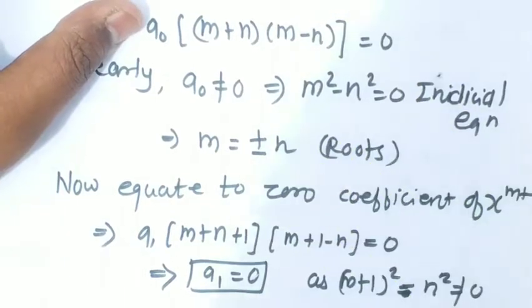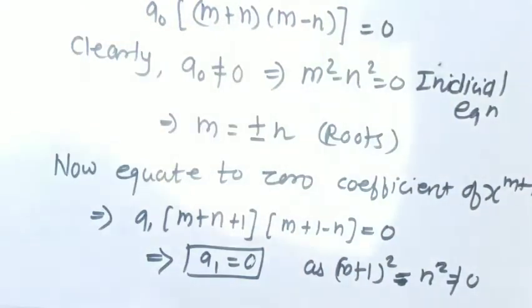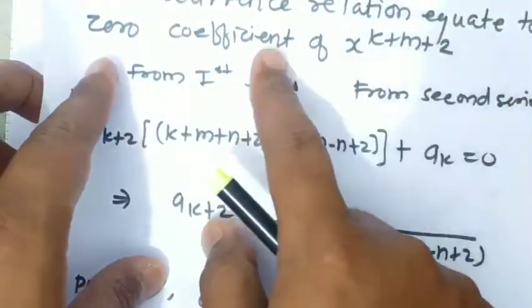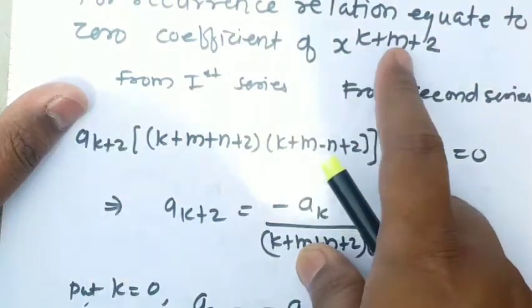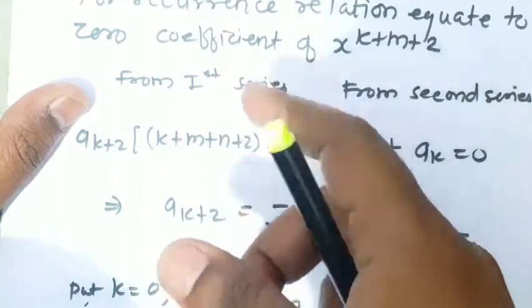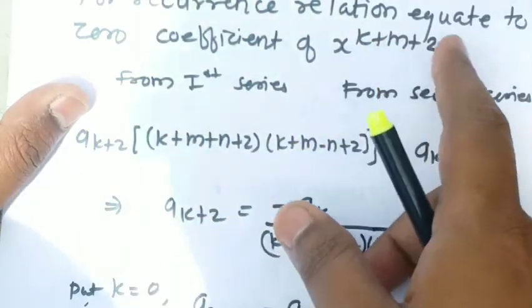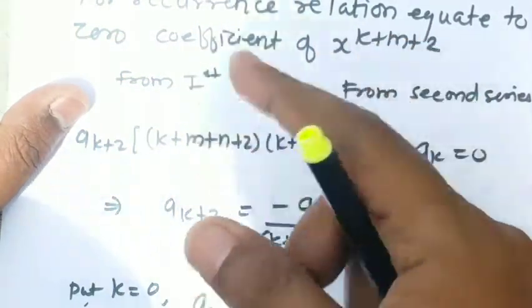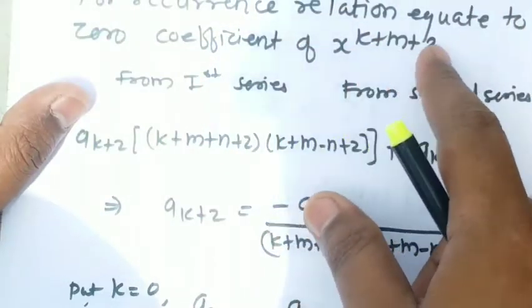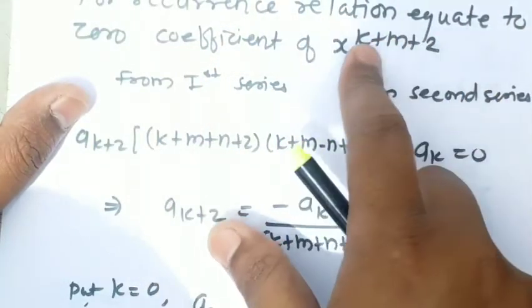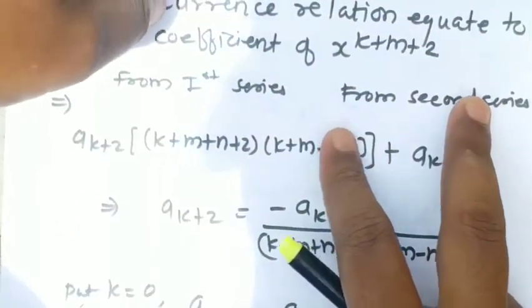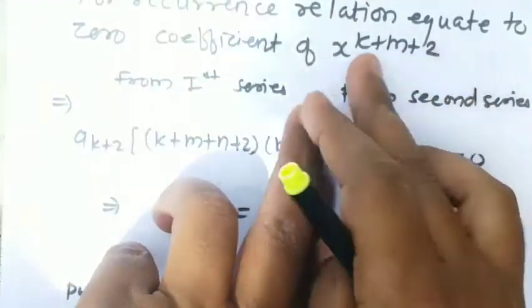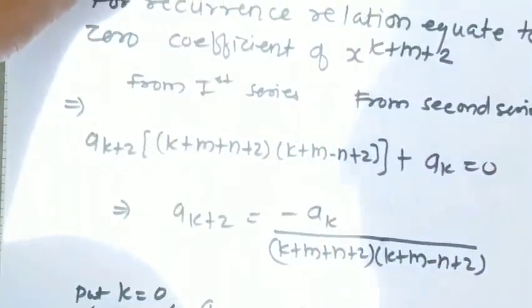We are going to obtain a recurrence relation. So for obtaining the recurrence relation, we are going to equate to 0 the coefficient of x raised to k plus m plus 2. Initially we used the coefficient of x raised to k plus m for the initial equation. Then for the next constant, we used the coefficient of x raised to m plus 1. And for the recurrence relation, we are going to use the next power, x raised to m plus 2. Instead of m plus 2, we are adding k there for the recurrence relation. So whenever you want to find the recurrence relation, for the next power you just add k. In that way you can do.